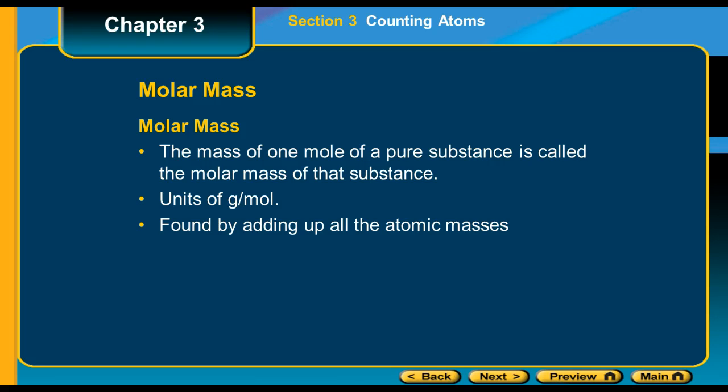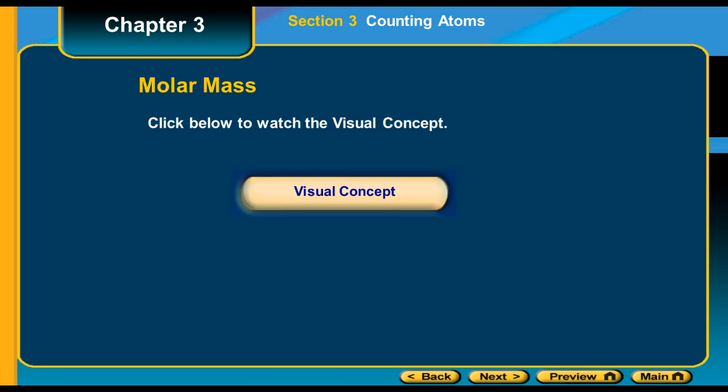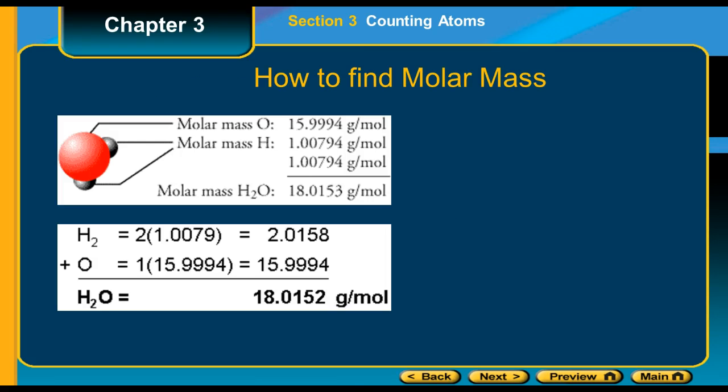Molar mass is in grams per mole, and you're going to add up all the atomic masses of the substance you're being requested to find. It's pretty simple when it's an element. When it's a compound, it's a little more complex. So if we're dealing with water, water is made up of H2O.